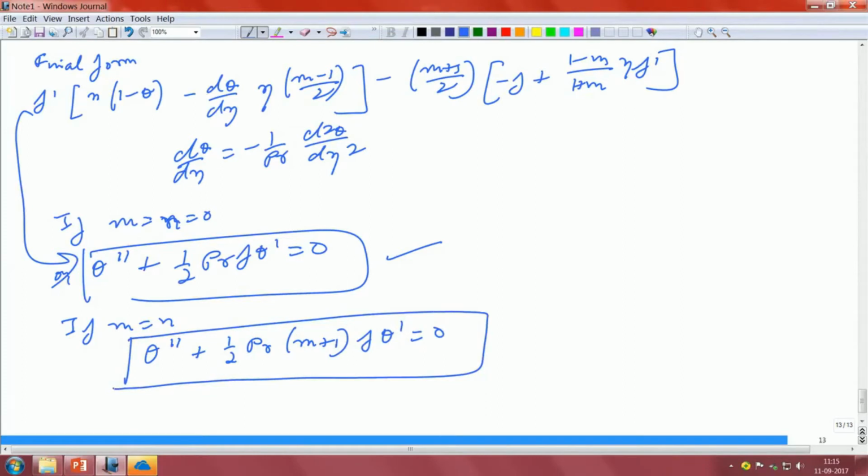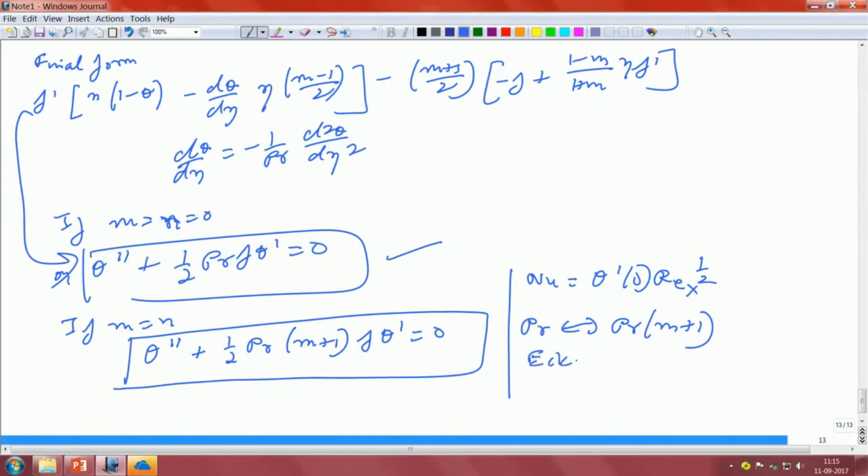This is the expression that we also used in our suction and blowing. So, your Nusselt number will be equal to θ prime 0 into Reynolds number to the power of half. Here, Prandtl number has been substituted by Prandtl number times (m plus 1), so it is like a pseudo Prandtl number. Eckert actually integrated this, once again knowing the functional form, with θ 0 equal to 0 and θ infinity equal to 1.